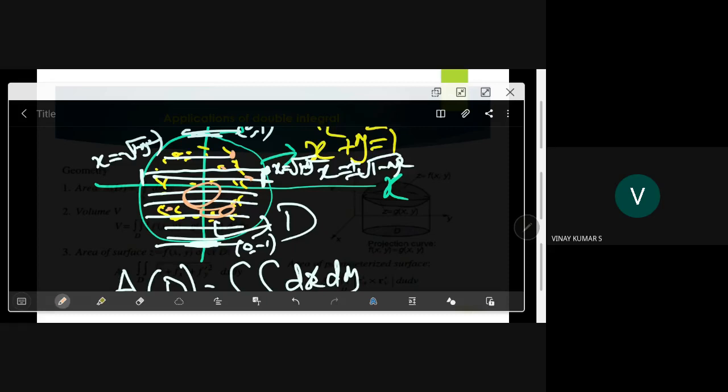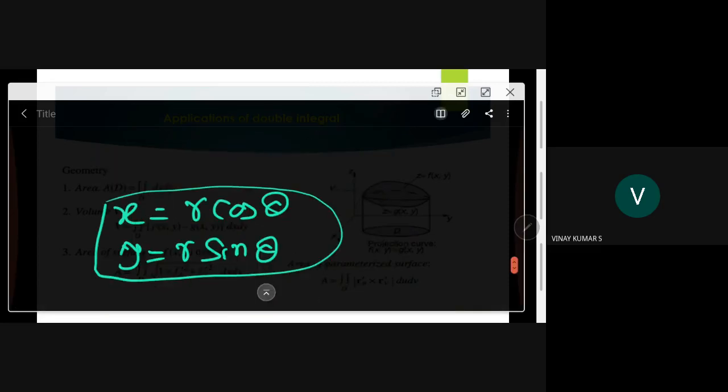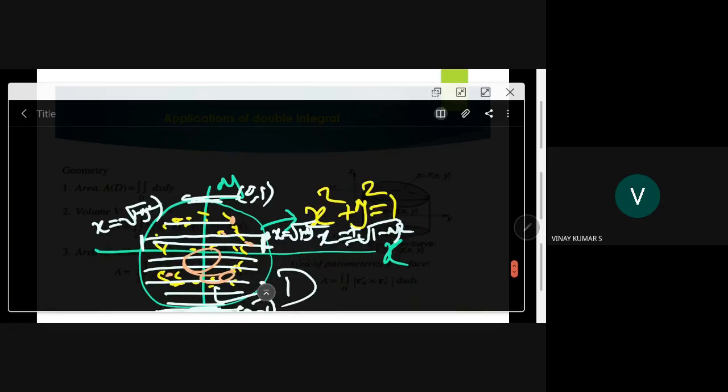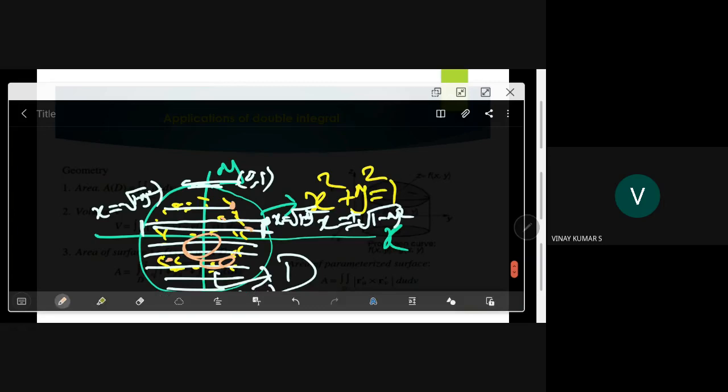So my coordinates in polar frame are x is equal to r cos theta, y is equal to r sin theta. So where is r? Our r lies between 0 and 1, because this is 0 and the radius is 1 maximum. What is theta in polar coordinates? This angle, positive angle. So you can be here, you can be here, or here, anywhere. So our theta varies from 0 to 2 pi.